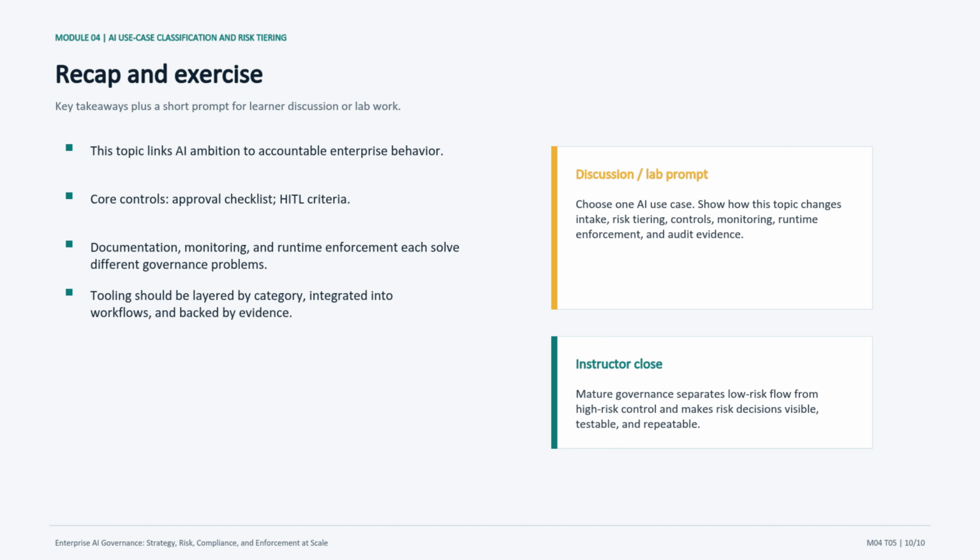The takeaways summarize the operating logic. Know the controls, separate documentation from monitoring and runtime enforcement, and choose tools that support the workflow and evidence model. For the exercise, I would have learners choose one AI use case and walk through intake, risk tiering, controls, monitoring, runtime enforcement, and audit evidence. The value is in making the governance path visible. When we move on, we will connect this to model and use case approval gates in AI use case classification and risk tiering.